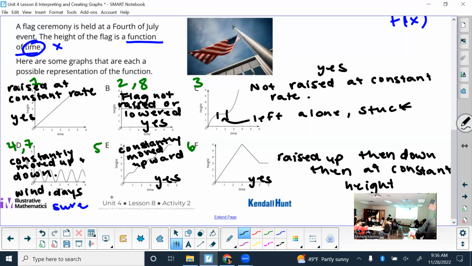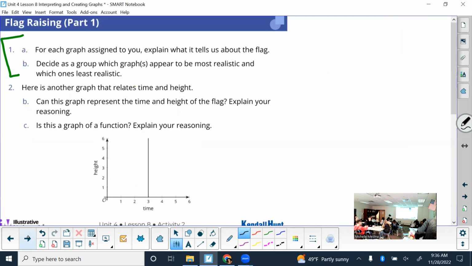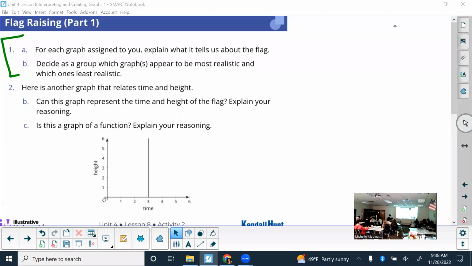All right, almost done. So now look at number 2, this graph that is also on your paper. This is another graph that relates time and height. Discuss in your groups if this graph can represent the time and height of the flag. So raise your hand if your group said yes, it could represent the flag. All right, Brian's group, why did you think that?